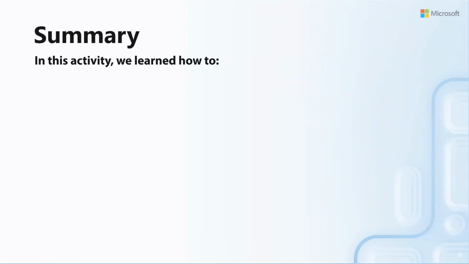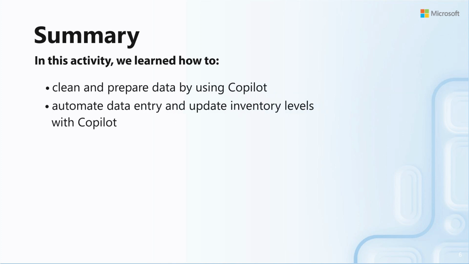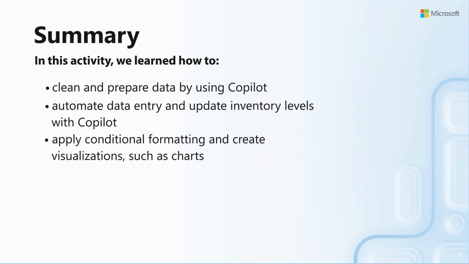In this activity, you learned to use Copilot to clean and prepare data, automate order entry, and update inventory levels. You applied conditional formatting to highlight key insights, created visualizations like sales trends and inventory charts, and automated summary reporting of key metrics. This helped streamline workflows and improve data management efficiency using Copilot.